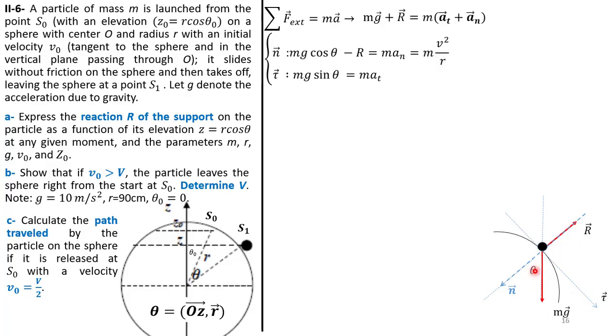Okay, I didn't explain in fact why this angle is theta. So our point here is any point on the surface. It can be, for example, S1.